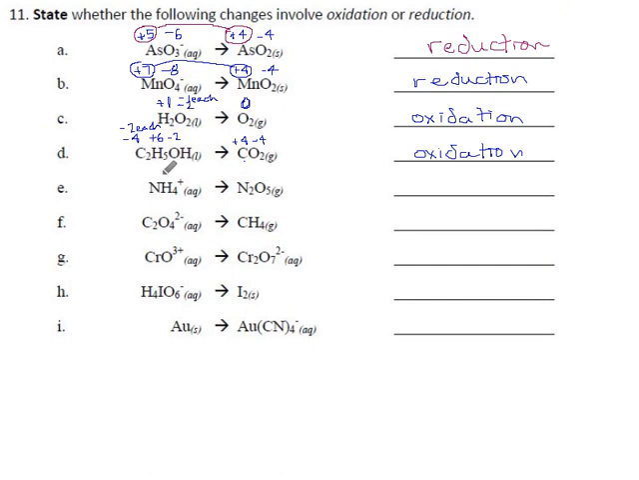Ammonia, let's see, +4 from the hydrogens. The total is +1, so nitrogen must be worth -3 here. And over on this side, if oxygens are -2 apiece, that's -10. So the nitrogens must be +10 total, or +5 each. Nitrogen went from -3 up to +5, massively oxidized.